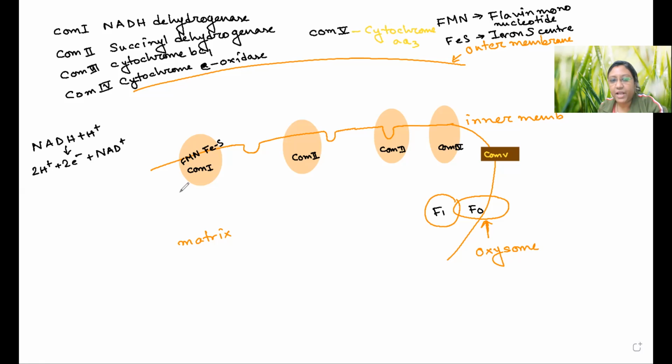Similarly, what will happen when NADH will come to complex 1, it will dissociate. That means the NADH will dissociate to produce NAD. So what about the protons and electrons present in them? I request everyone to pay attention. This lecture is anyways getting recorded. So the protons will be transported outside.